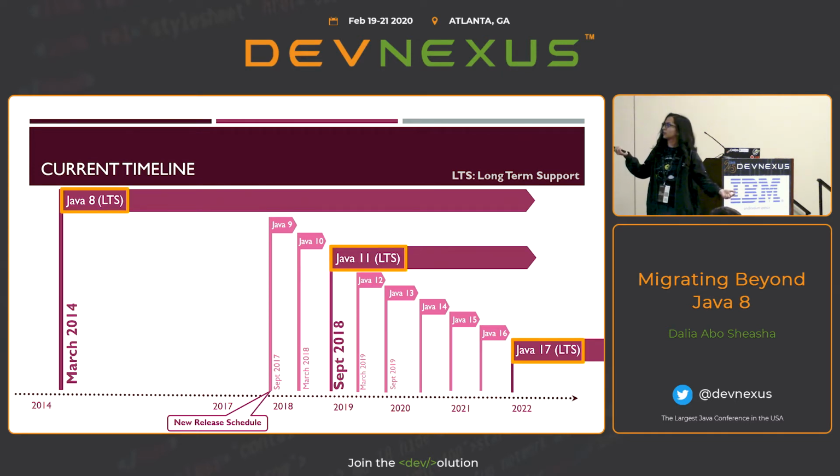So Dalia, why are you showing us this? Because a lot of people online are saying, I'm on Java 8, and they're on 13. Am I that behind? No, you're not behind. It's just that it changed releases. You're getting Java a lot sooner. You can take advantage of features a lot faster.